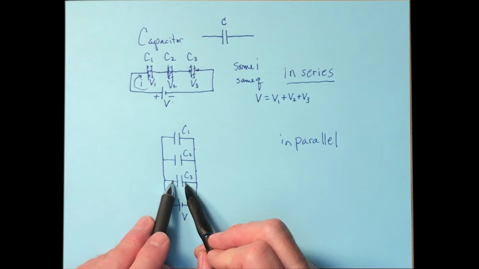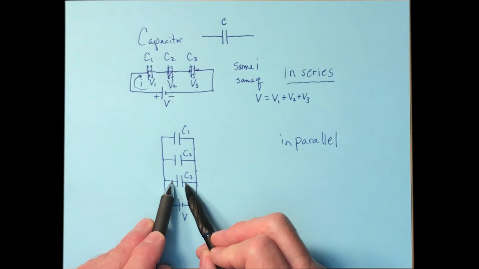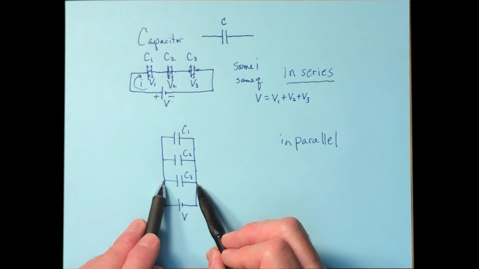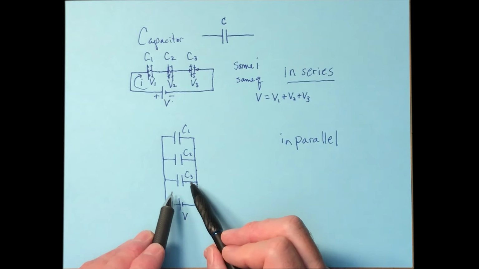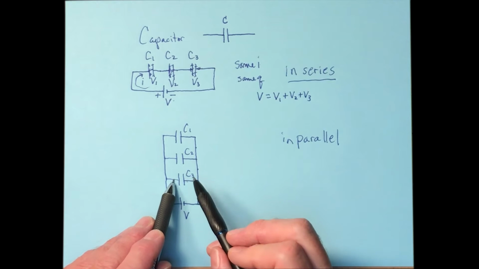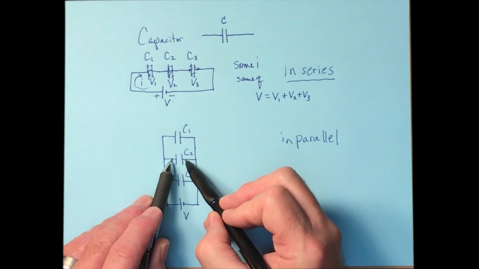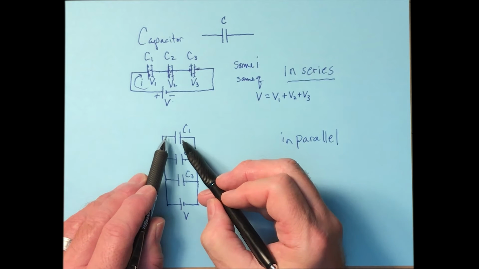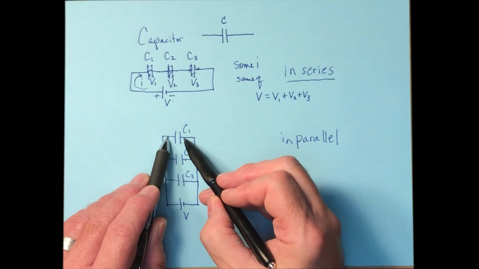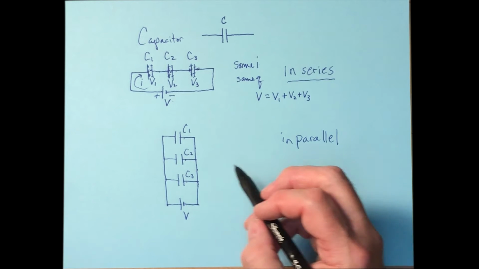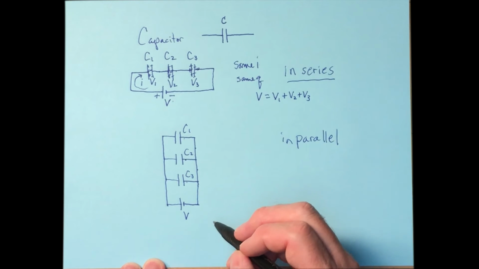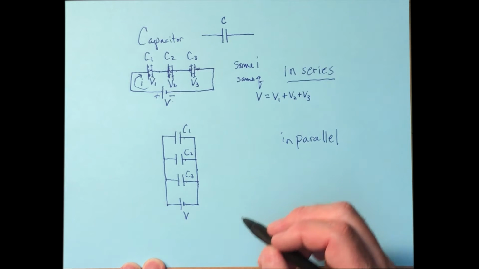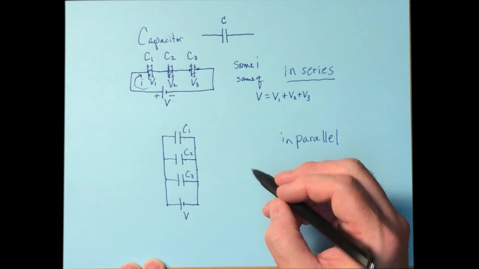What if I put my probe ends right there across capacitor 3? The answer is it still has a resistanceless connection back to the battery, so it still reads V. And if I put the probe ends here, still reads V for the same reason. Here, still reads V for the same reason. So what does that mean? That means all of these capacitors, the voltage across each one of them is the same. And what is that? That's just V.